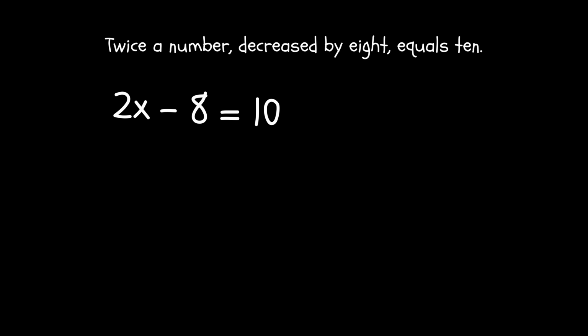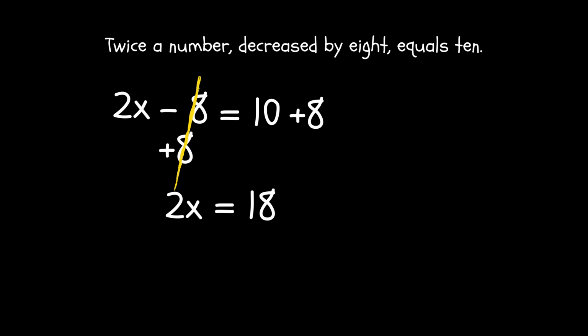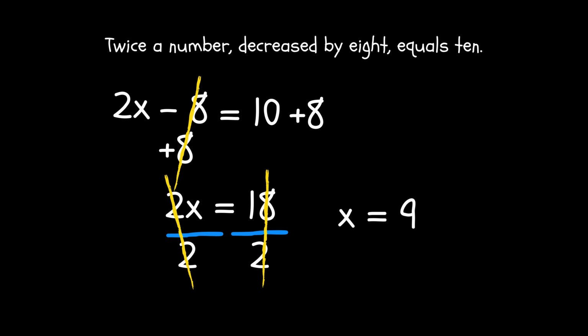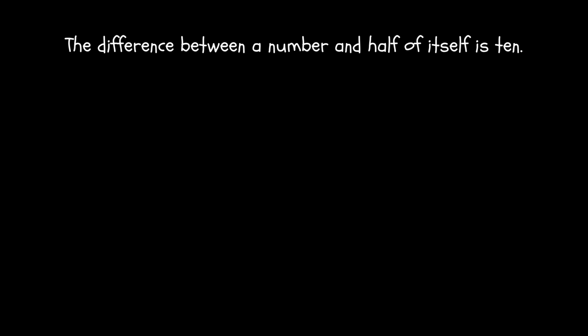Now, let's solve for the variable. Let's add 8 on both sides. The new equation is 2x equal 18. Now let's divide both sides by 2. 18 divided by 2 is 9. So we will have x equal 9. Great. Let's move on to solving another one.